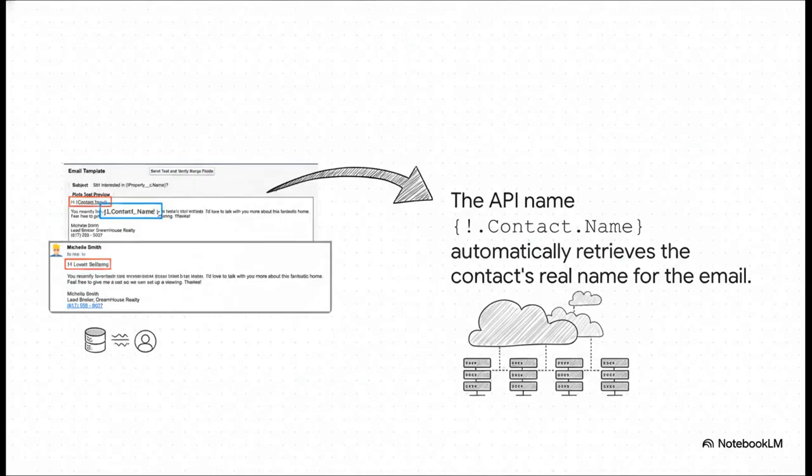Let's look at a super practical example. In this email template, see that little bit of text in the curly braces? That's an API call. So when the email is sent, the system uses that API name to find the right metadata, go to the database, retrieve the actual contact's name, in this case, Lowell Salzberg, and plug it right into the email. Just like that. That's the API in action.